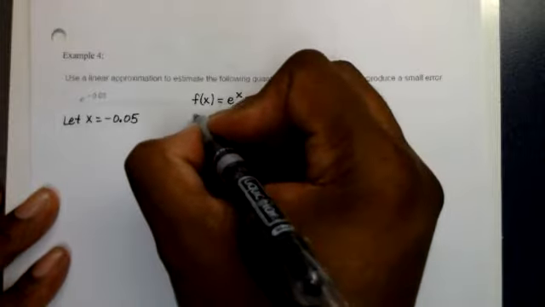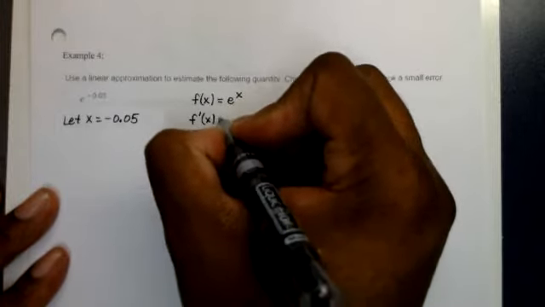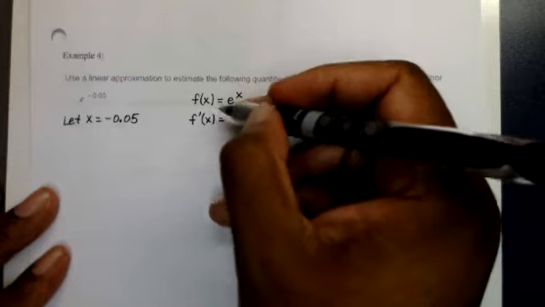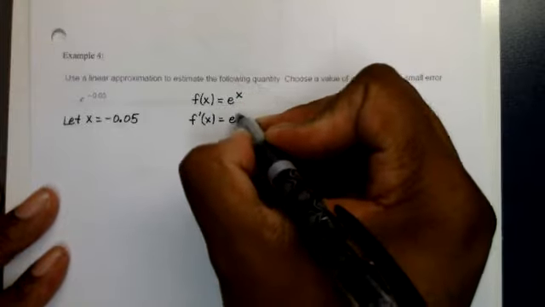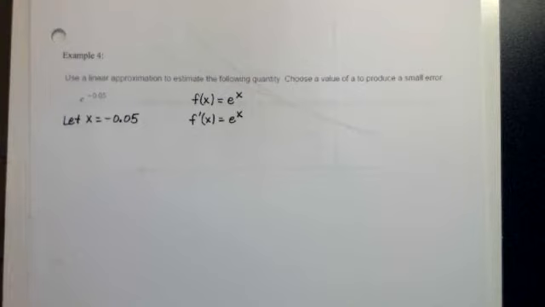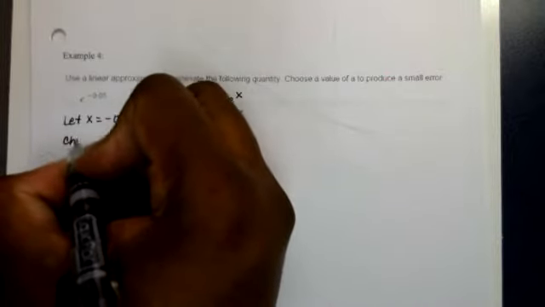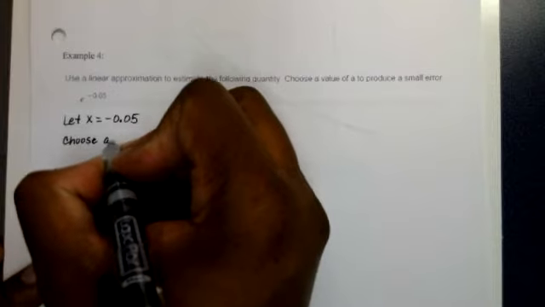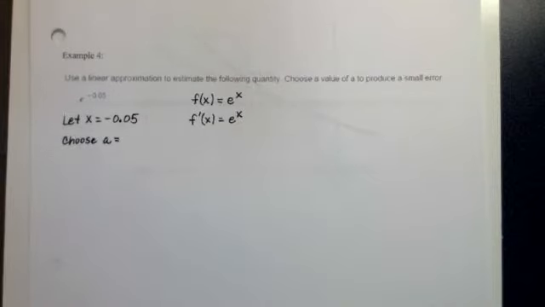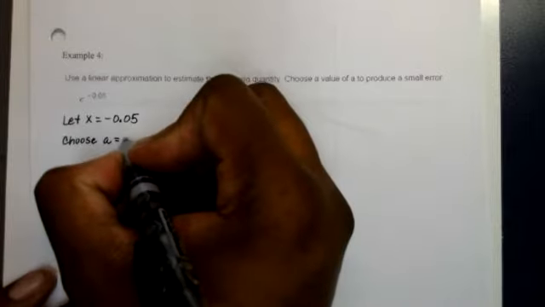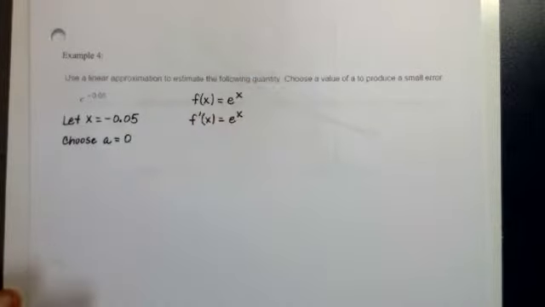Now, when we find f prime of x, this will be a very easy derivative to take. This is the easiest one to do. The derivative of e to the x is e to the x. Now, since I let x equal negative 0.05, let's choose a value for a that I can easily evaluate e to that power. Well, let's use 0, since negative 0.05 is close to 0. So let's use 0 for a.